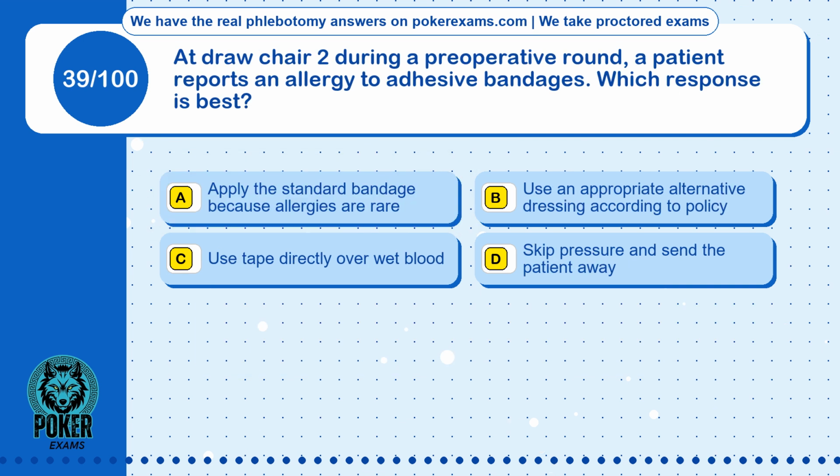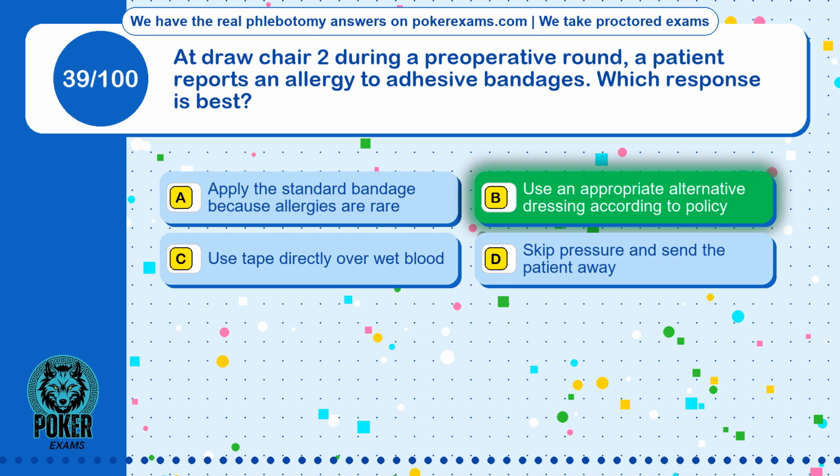Question 39. At draw chair 2 during a preoperative round, a patient reports an allergy to adhesive bandages. Which response is best? Option A. Apply the standard bandage because allergies are rare. Option B. Use an appropriate alternative dressing according to policy. Option C. Use tape directly over wet blood. Option D. Skip pressure and send the patient away.